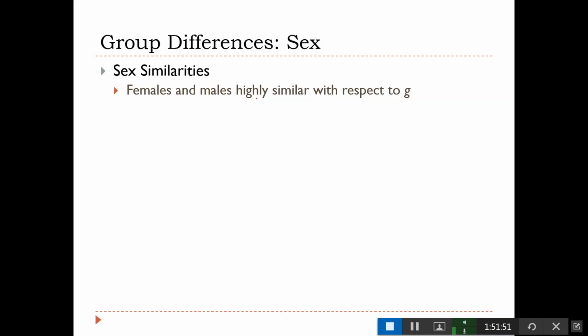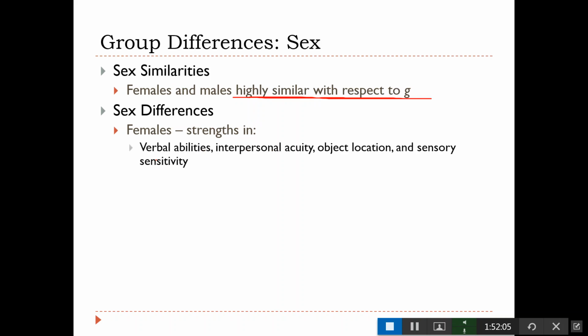Males and females tend to be highly similar with respect to G. If you measure G, general intelligence, your WAIS scores, males and females are going to be similar. There are sex differences, though, in certain other kinds of skills. Women tend to show slightly better verbal abilities. They're better at interpersonal acuity. So verbal abilities, basically, women are better in writing, language use, reading. They have better episodic memory, so personal events, right? We talked about episodic versus semantic.